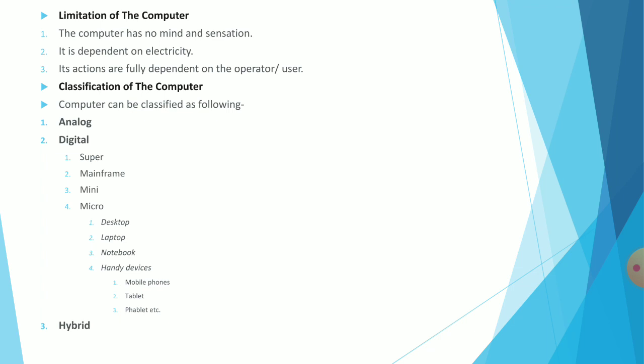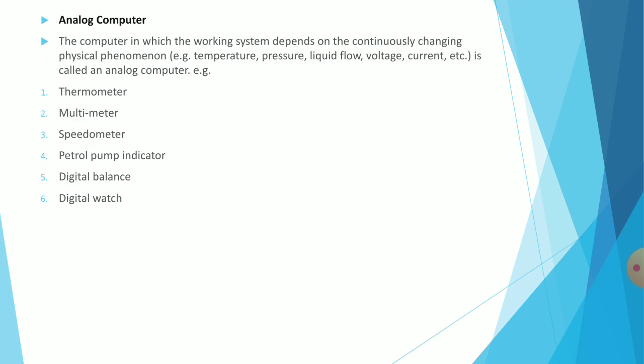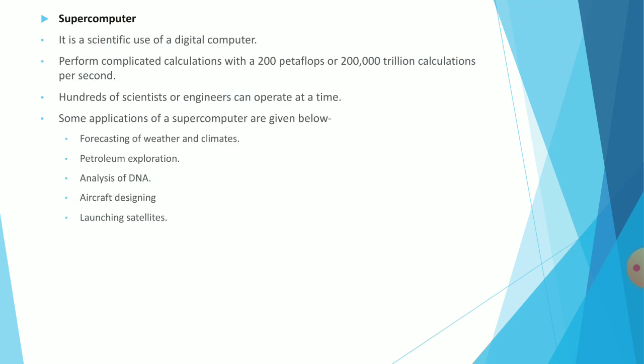Classification of computers. Computers are classified in three types: analog, digital, and hybrid. Okay, so an analog computer is nothing but the simplest form of application. Those are used in thermometer, multimeter, speedometer, petrol pump indicator, digital balance, digital watch. So all these kinds of gadgets or devices use analog signals to process information and data and give you some result.